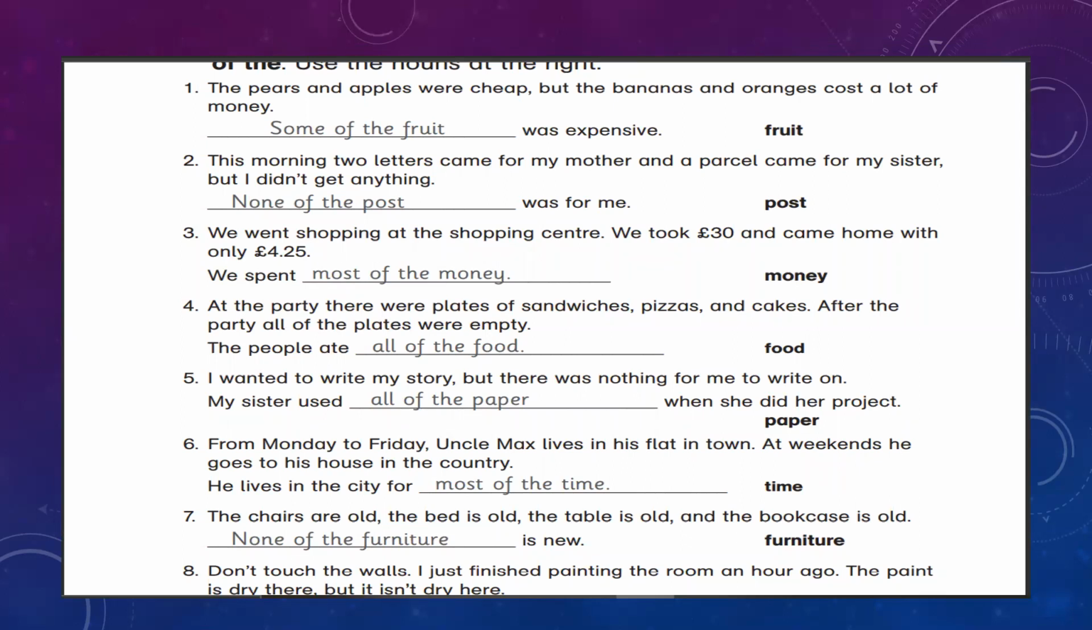Number 2, this morning 2 letters came for my mother and a parcel came for my sister, but I didn't get anything. It means none of the post was for me.